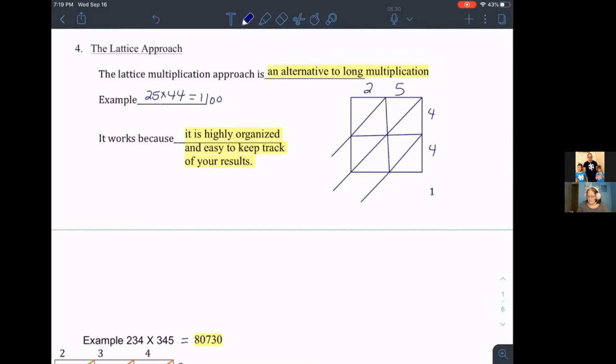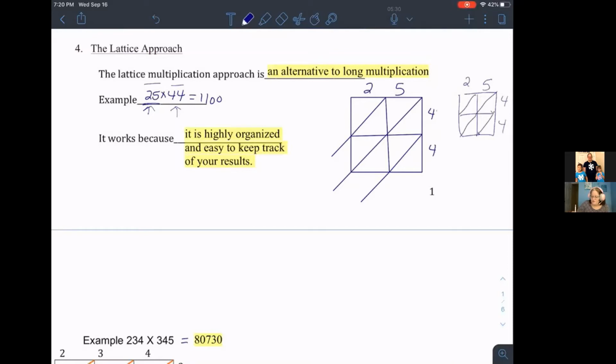So I just created the problem 25 times 44. For each digit in each number being multiplied, you have a square. 25 has 2 digits and 44 has 2 digits, so that would give you 4 squares. You start off with the 25 and then the 44. Then you divide each one of those squares in half this way. And then we start multiplying.